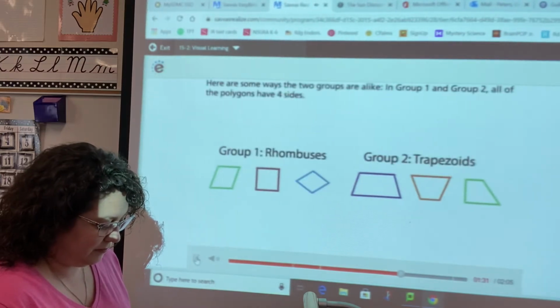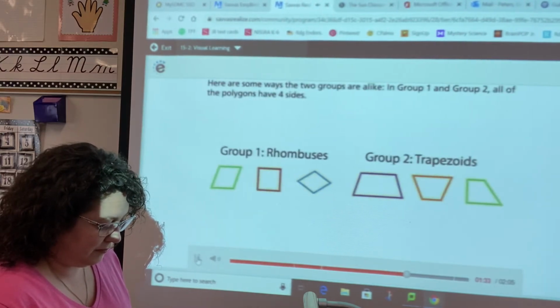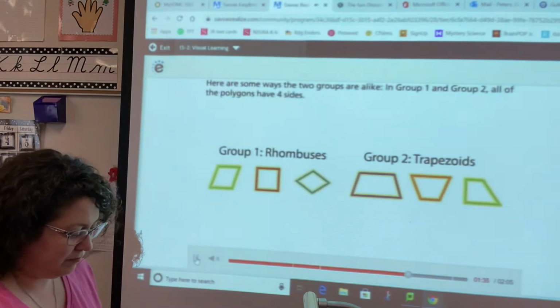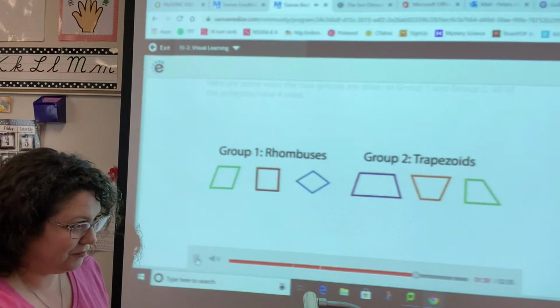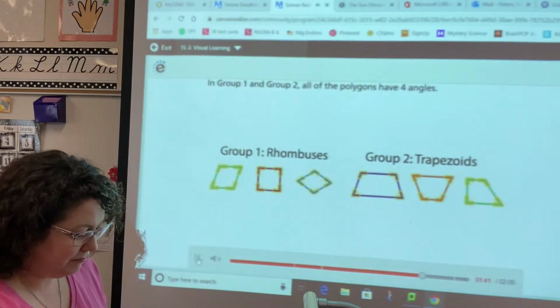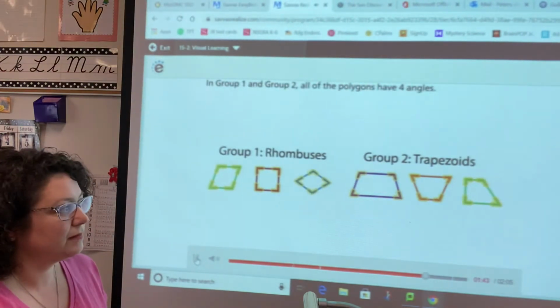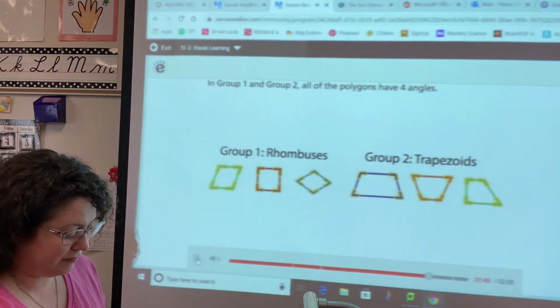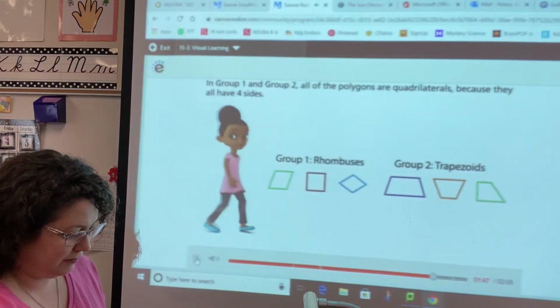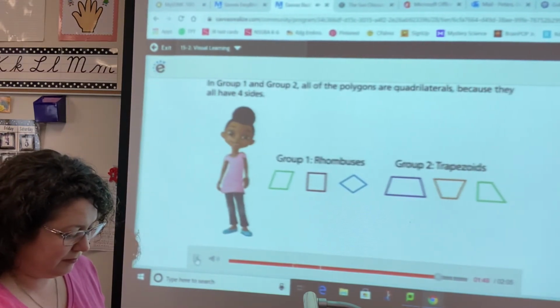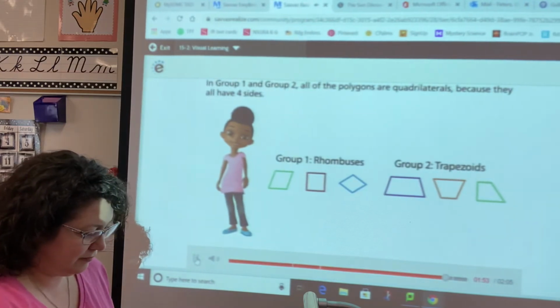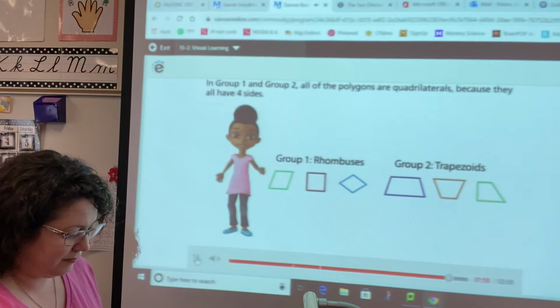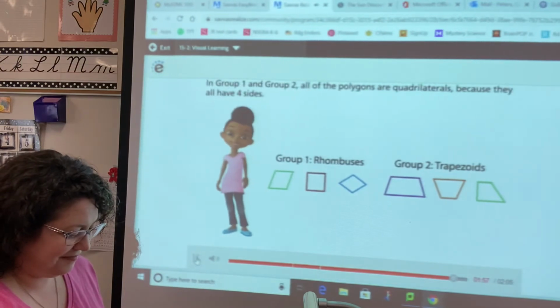Here are some ways the two groups are alike. In group 1 and group 2, all of the polygons have four sides. Quadrilateral. In group 1 and group 2, all of the polygons have four angles. In group 1 and group 2, all of the polygons are quadrilaterals because they all have four sides. All polygons with four sides are quadrilaterals.